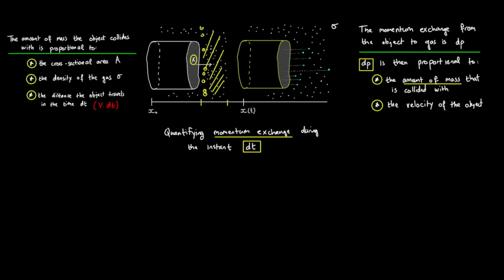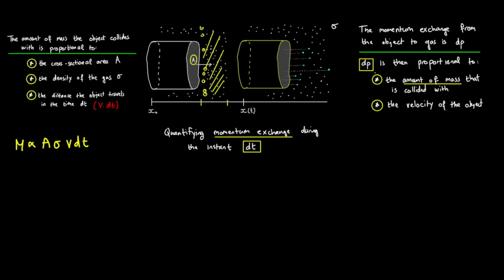And so we can say that the mass, the amount of mass that this object collides with, is proportional to the cross-sectional area, as we said, times the density of the gas, times v dt. Okay. And we can put these two things together.